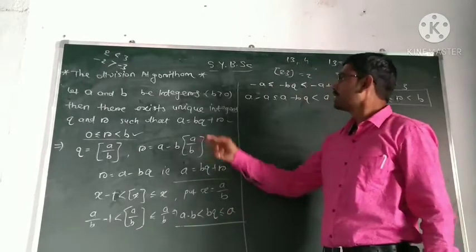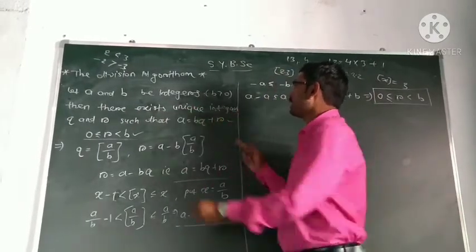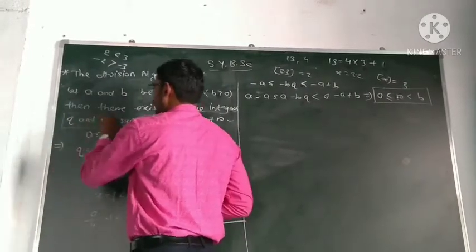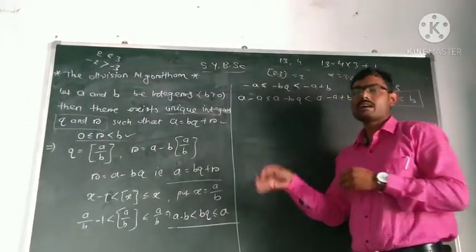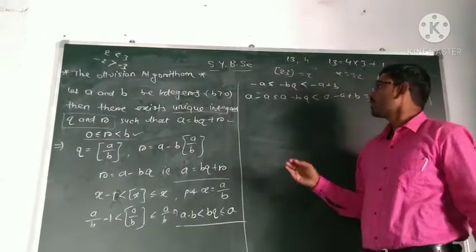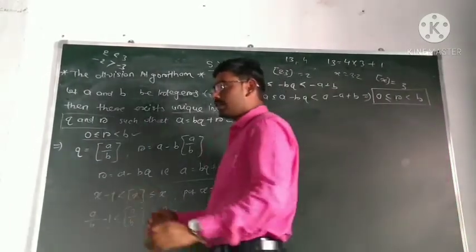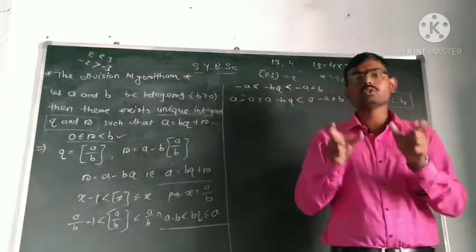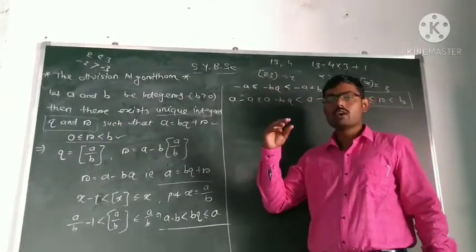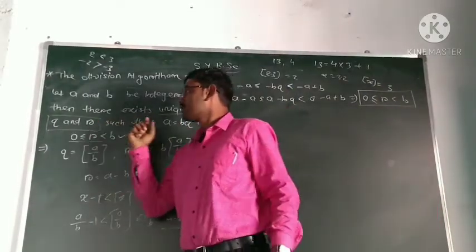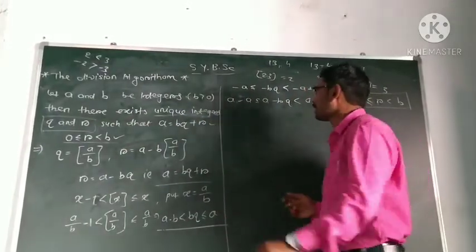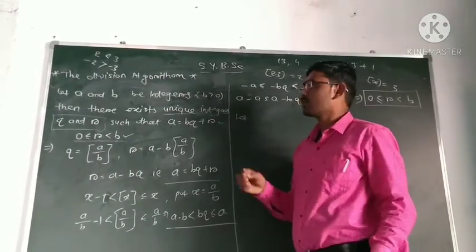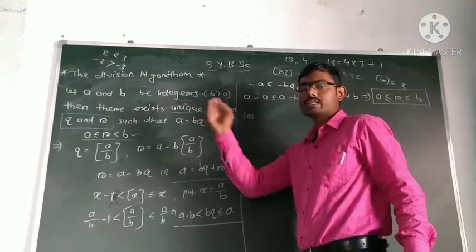Now we have to prove that these integers q and r are unique. We cannot replace them by some other numbers. We will prove this by the contradiction method. We will assume we can have two q and r, so suppose they are not unique. We can find two q and r: one is q1, other is q2; one is r1, other is r2.